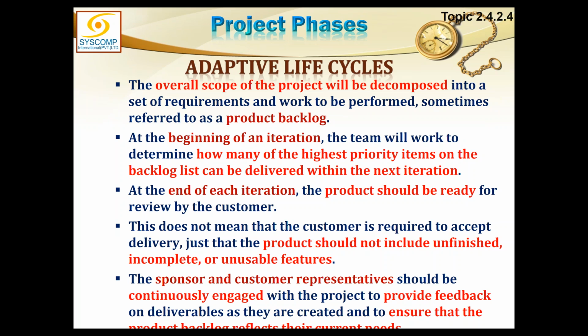The sponsor and customer representatives shall be continuously engaged with the project, and they will provide feedback on deliverables as they are created and ensure that the product backlog reflects their current needs. So now that the 3 jobs have been done, if there is a change in requirements or a change in priority in the remaining product backlog, the customer is free to change anything. He may bring an item which was on number 50 to the top, and he says, now this is most important to me, so the next job done should be this.